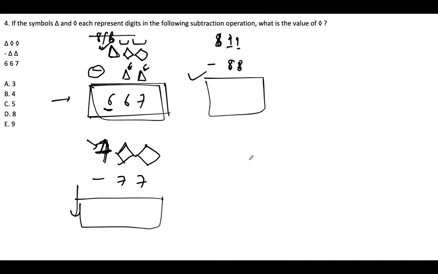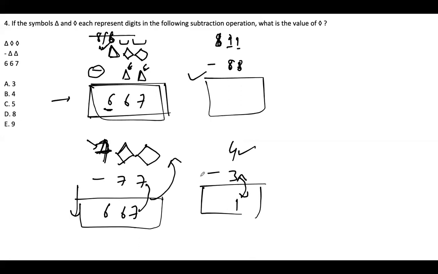Sorry, we haven't solved the triangle yet. The result is 667. So let's say 4 minus 3 is 1. So can I say if I add these two numbers, I can get a 4? Yes. So if I add these two numbers, I'll get the result. 667 plus 77: 7 plus 7 is 14, 13 plus 1 is 14, 7. This is 744. So the value of this would be a 4.